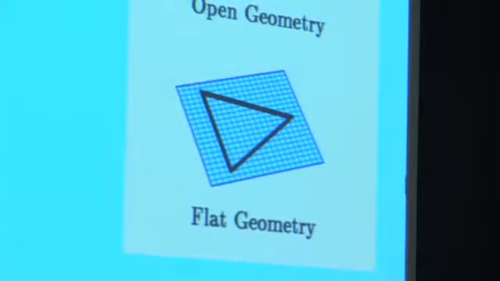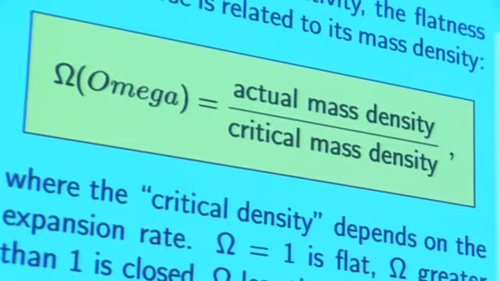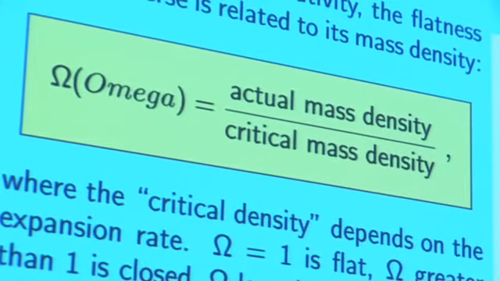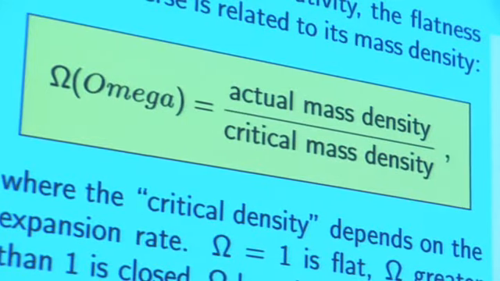According to general relativity, the flatness of the universe is related to its mass density. And cosmologists talk about a quantity called capital omega, which is the actual mass density, whatever it is, divided by what's called the critical mass density, where the critical mass density depends on the expansion rate. It's not a constant, but for a given expansion rate, there's a certain critical mass density. And the critical mass density is just defined as that density which makes the universe the flat case, which is the boundary of the two other cases. So if omega is equal to 1, it means the universe is flat. If omega is greater than 1, it's closed. If omega is less than 1, it's open.